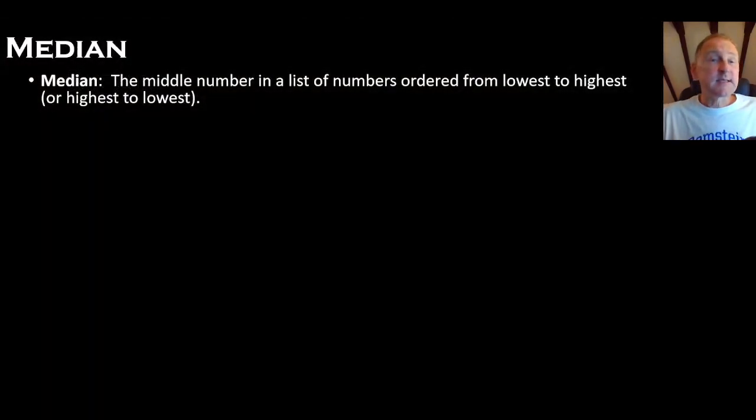The next is the median. The median is the middle number in a list of numbers when you order them from highest to lowest, or lowest to highest. It's a sequence. When you have a sequence, the middle number is the median.